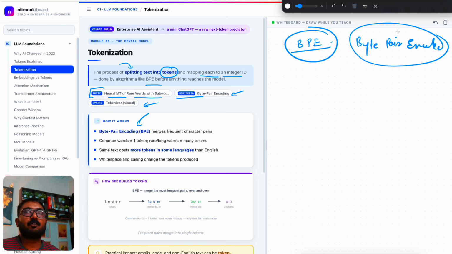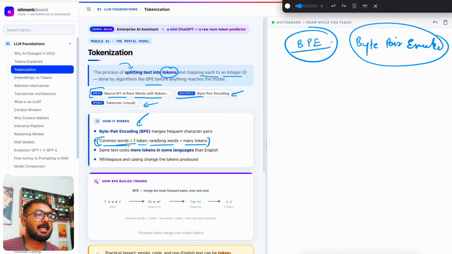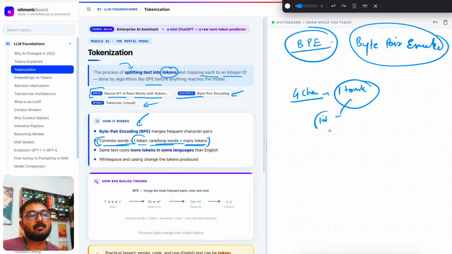without this token ID, how are you going to map all these different sets of tokens to any place, right? So common word is equal to one token, rare or long words are equal to many tokens. This is what is happening. That's what we said as a rule of thumb, where we talked about 4 characters becoming one token, right? You should always try to remember that, and that one token becomes a token ID. We'll see how this token and token ID sit together, correct?